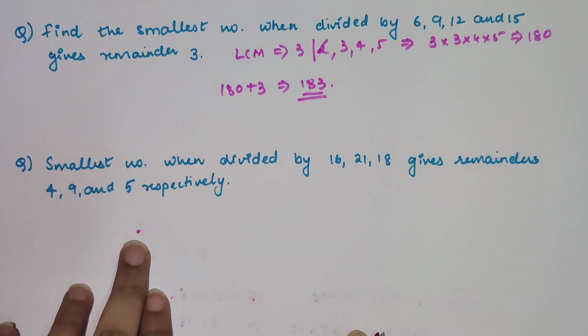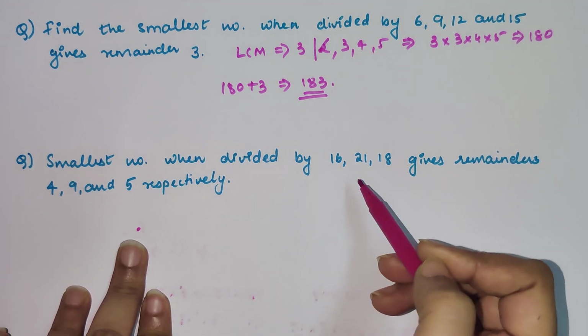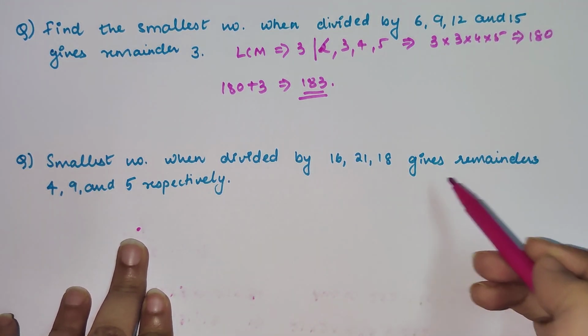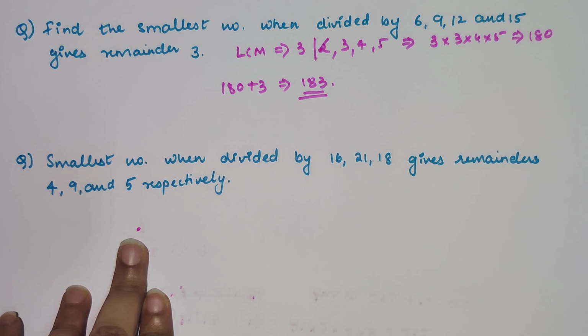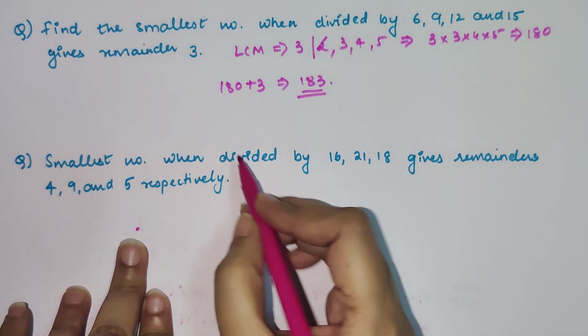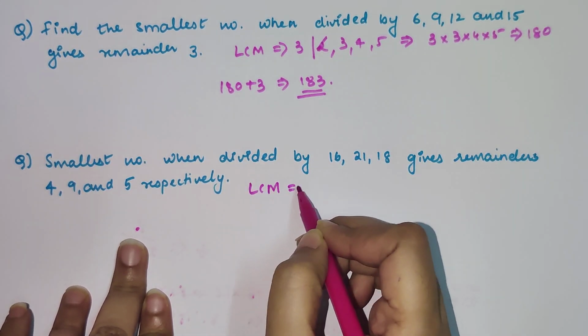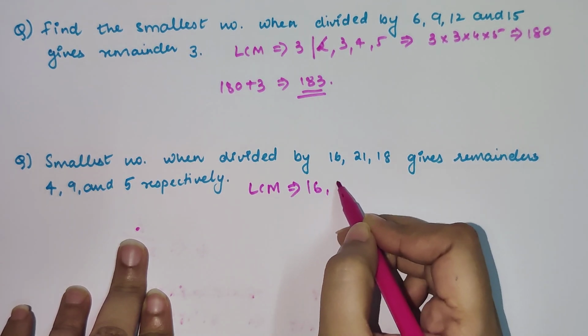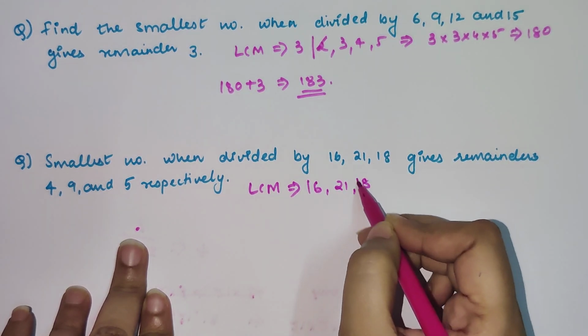Okay. So here the next question is, find the smallest number which, when divided by 16, 21 and 18, gives the remainders as 4, 9 and 5. Now this is very interesting. See, first of all, we will take the LCM. We'll take the LCM of 16, 21 and 18.